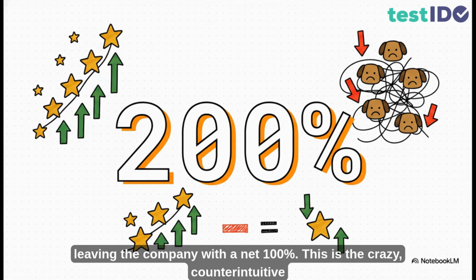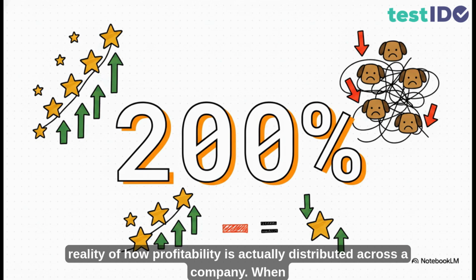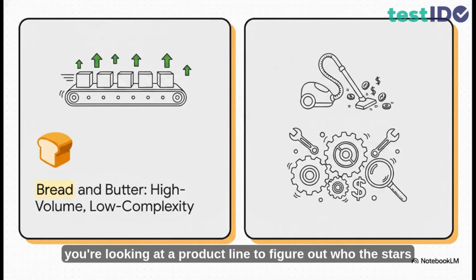This is the crazy, counterintuitive reality of how profitability is actually distributed across a company. When you're looking at a product line to figure out who the stars and the dogs are, you really want to contrast them like this.